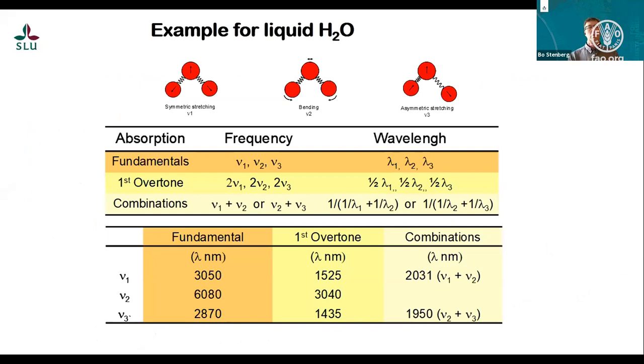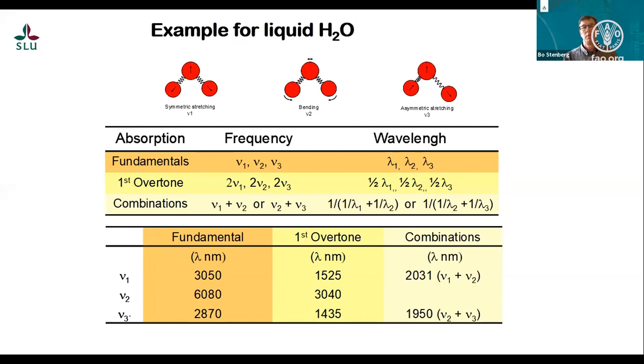To look a little bit more closely into this, we have an example of water. The fundamentals V1, V2, V3 are the same example as before. That's a frequency, and lambda 1, lambda 2, lambda 3 is the corresponding wavelength, which is the inverse. The first overtone is double, twice the energy, the frequency, or half the wavelength. The combinations are much easier to calculate from frequency. We just sum the frequencies, and then you can take the inverse and get rid of lots of zeros and stuff.